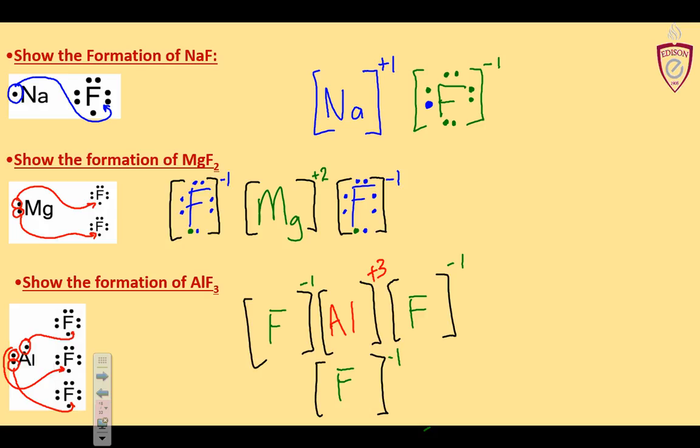Now, aluminum's not going to have any valence electrons anymore, so no dots. We're going to put some on fluorine. Let me give each fluorine the 7 that it started with, in green. We had these to begin with. Got it.